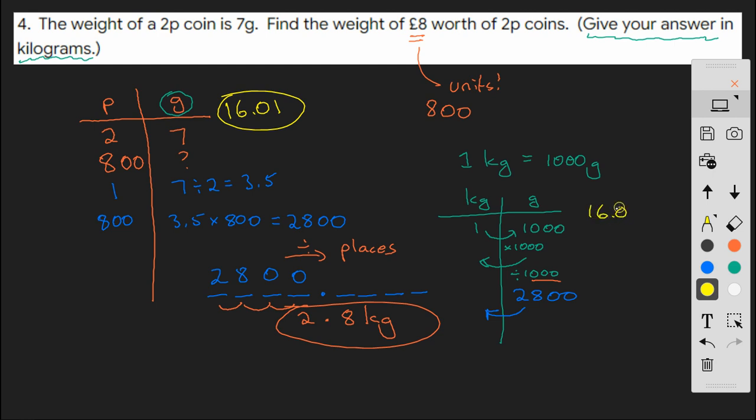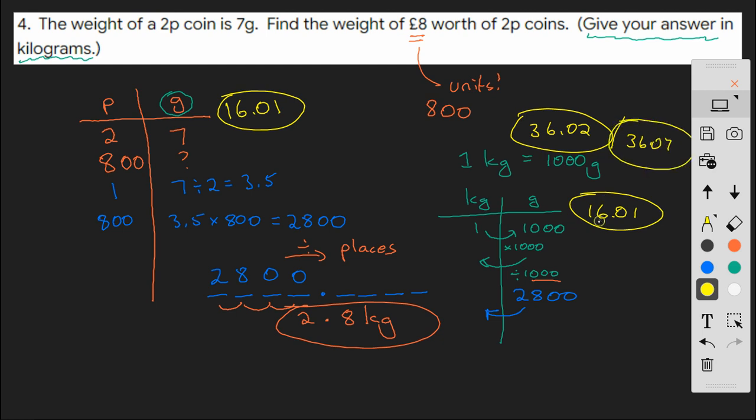Nugget 16.01, just using our ratio table. If we've got any issues doing our metric conversion, then 36.02 or 36.07. Okay, and really do make sure that we do go back to Century and practice questions that we've struggled on.